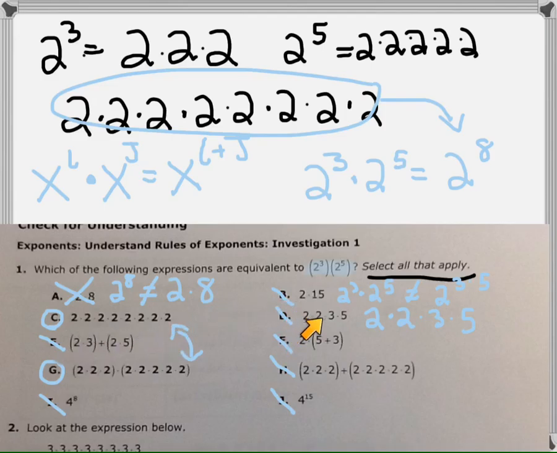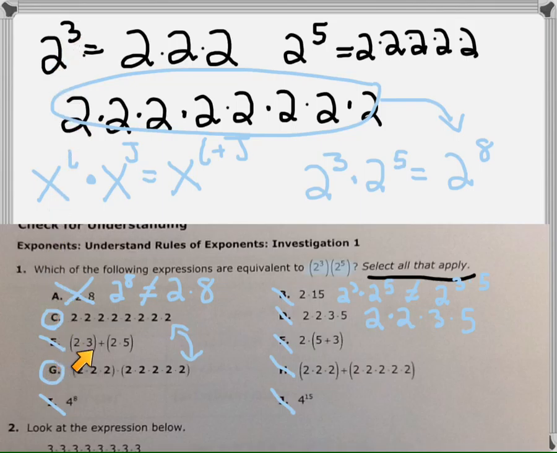D is 2 times 2 times 3 times 5, and that was probably gotten by 2 the base times 2 the base times 3 the exponent times 5 the exponent. That is not true. That is not how exponents are solved. Exponent means the base number multiplied by itself however many times the exponent states.